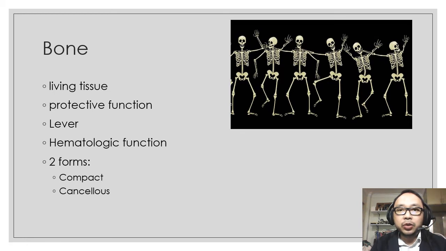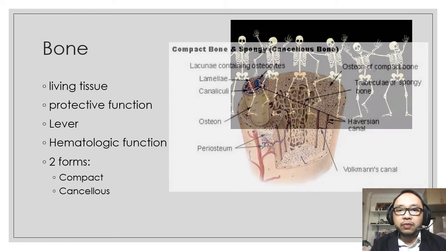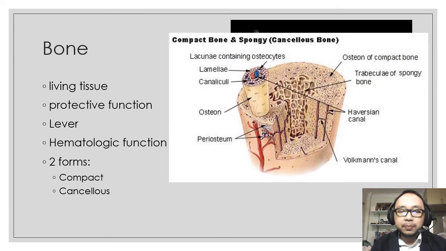And it's important to note that for bone, there are two forms. You have your compact bone and your cancellous bone. Your compact bone basically is what appears as a solid mass, and cancellous bone consists of a branching network of trabeculae. These trabeculae are arranged in such a manner that they resist stresses and strains to which the bone is exposed.